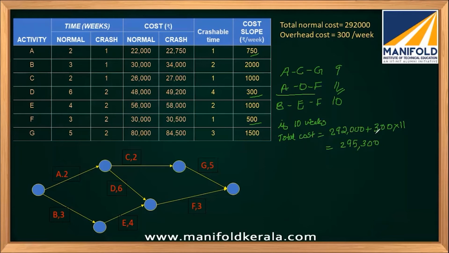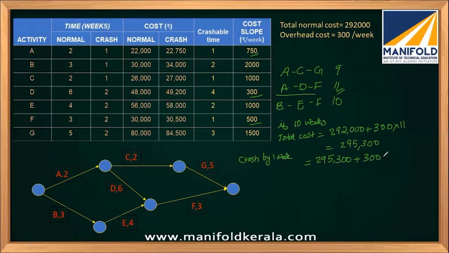Suppose now I am doing the crashing. I have decided that D is the activity which needs to be crashed. I can crash D activity by 4 weeks, but I will crash only by 1 week. So what is the first case? If I crash by 1 week, what will be my total cost? This cost 295,300 plus 300 will be the extra cost, right? 300 will be added if I crash D.